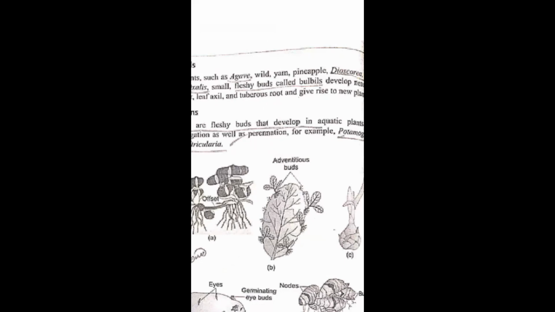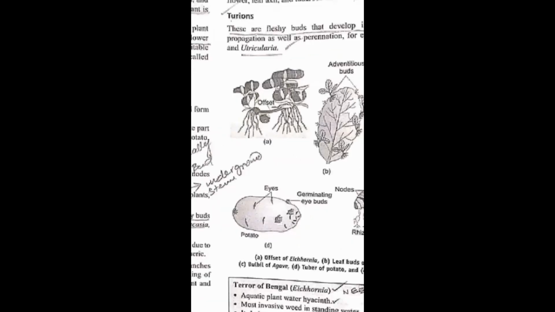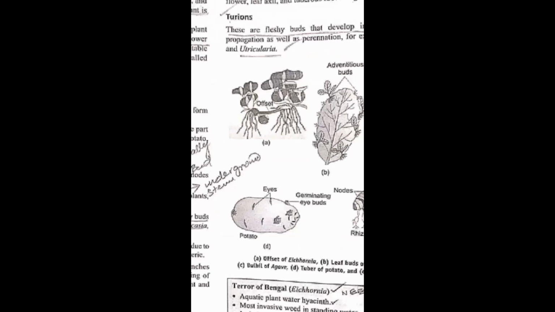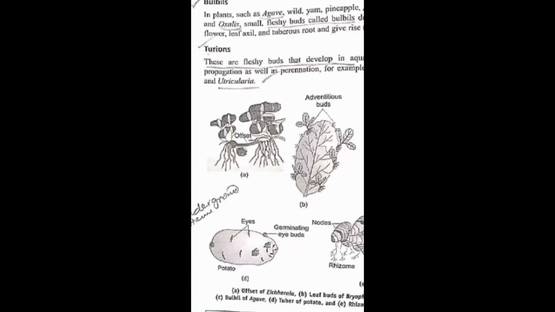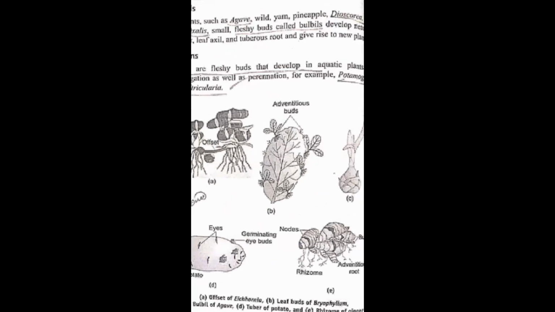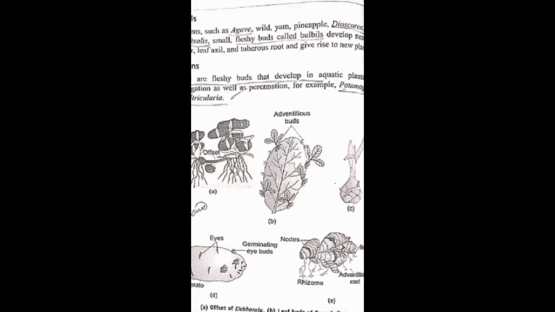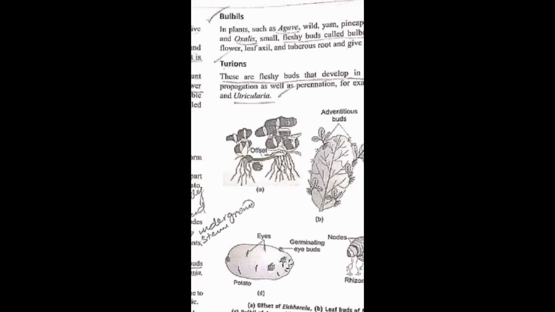This is also very, very important. The bulbil is a main important thing. And then the last one, turions. Okay, these are fleshy buds that develop in aquatic plants for propagation as well as perennation. For example, Potamogeton and also Utricularia.